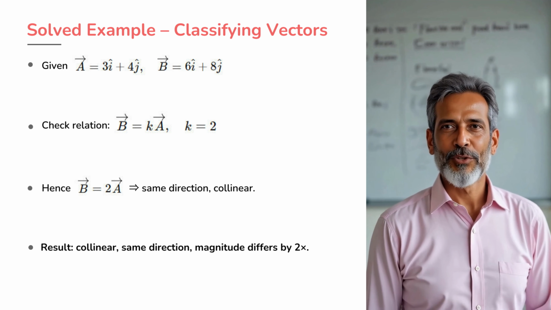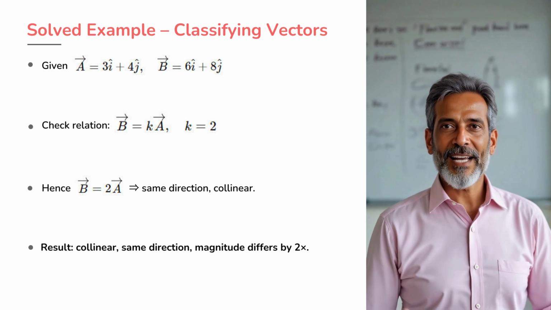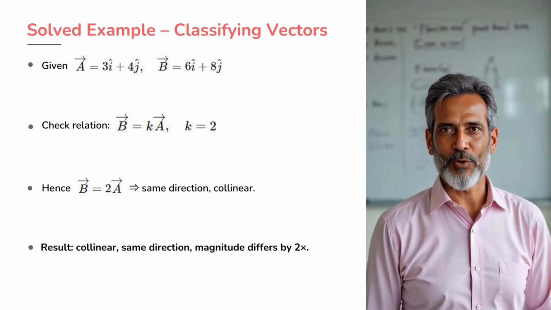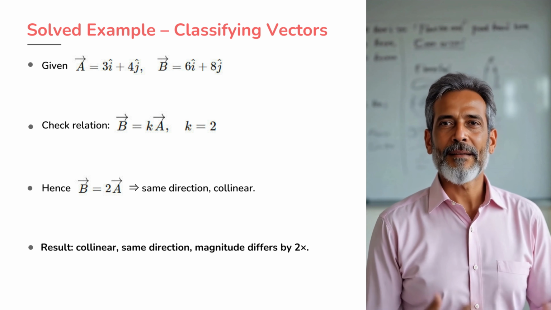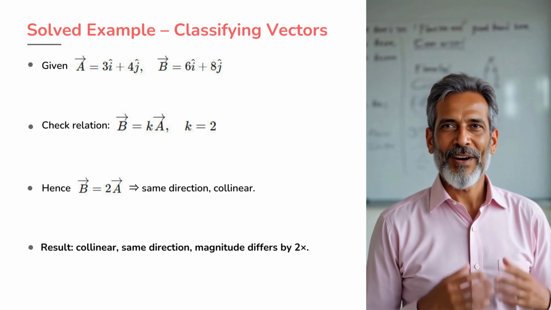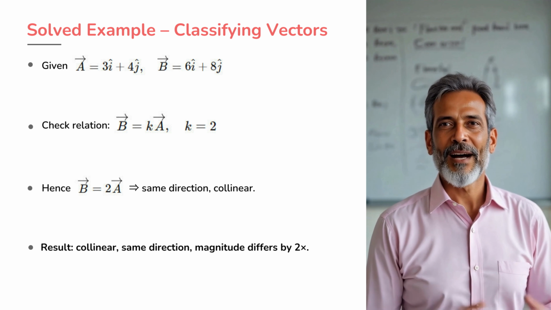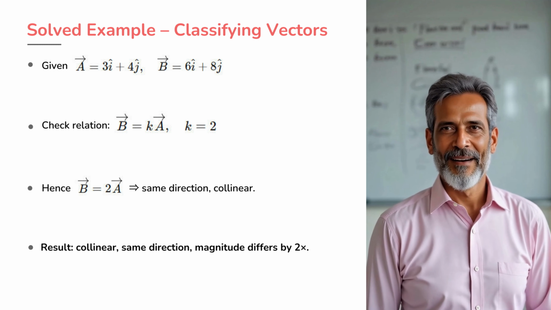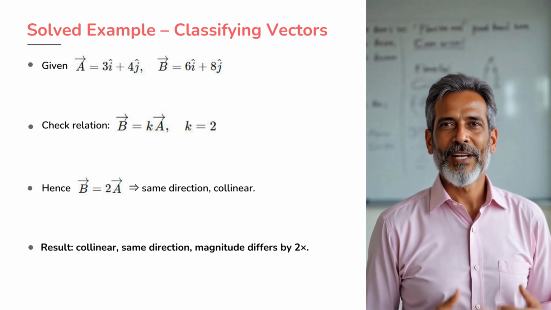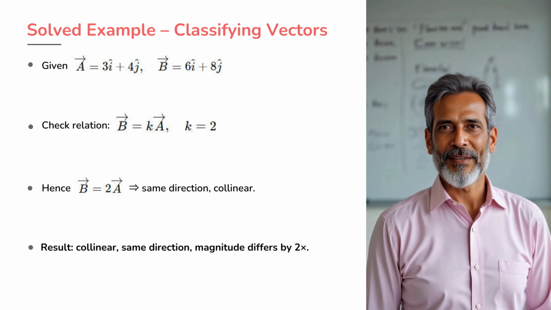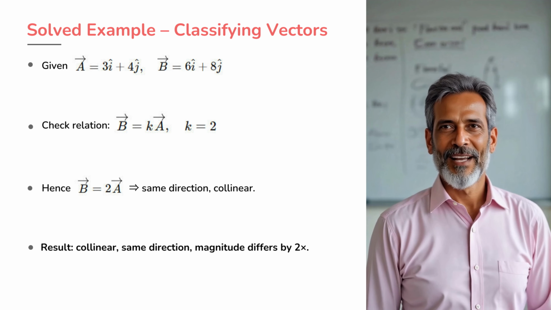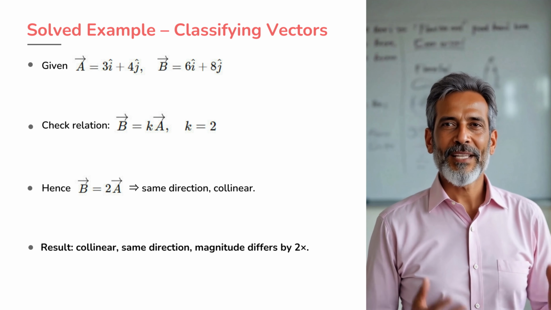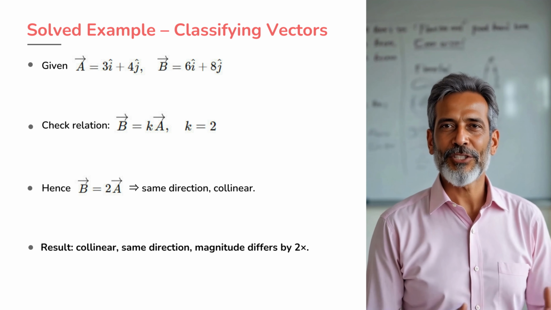Step 1: Observe vector B equals 6î + 8ĵ. Notice this is exactly twice vector A, which is 3î + 4ĵ. So vector B equals 2 times vector A. Step 2: This means vectors A and B are collinear and have the same direction. Resultantly, vectors are collinear, equal in direction, but vector B is twice as long as vector A. You just applied scalar multiplication to identify vector relations.